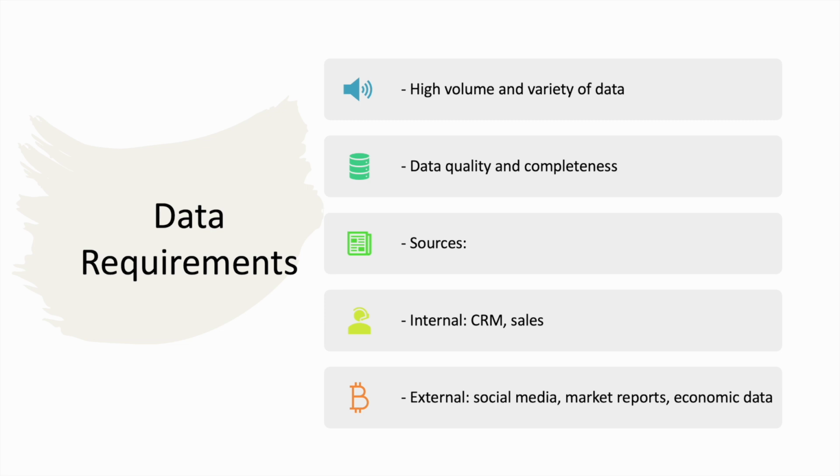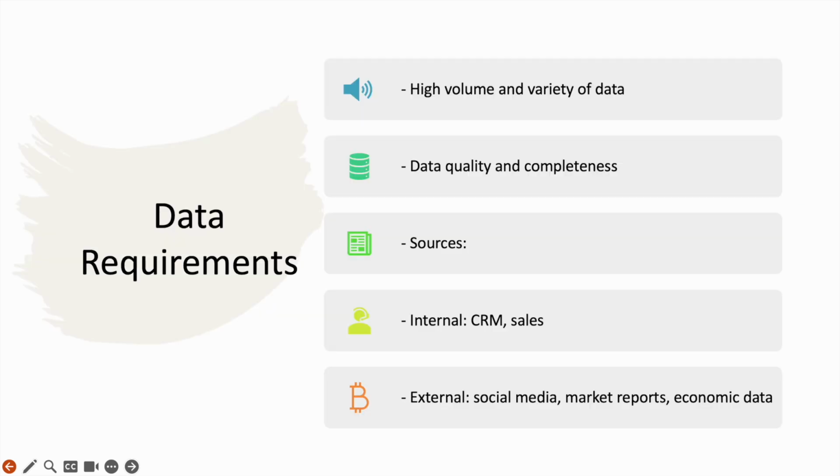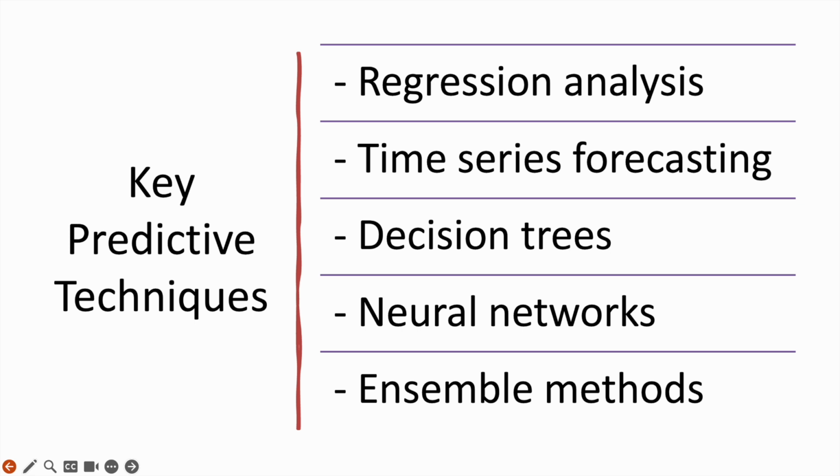So now let's look at the data requirements. To conduct data analysis, high quality data is critical. For example, Netflix combines user viewing history, which is internal, with content trends, external, to predict which shows to promote. The better the data, the more accurate the forecast. It's important to clean, enrich, and integrate diverse data sources.